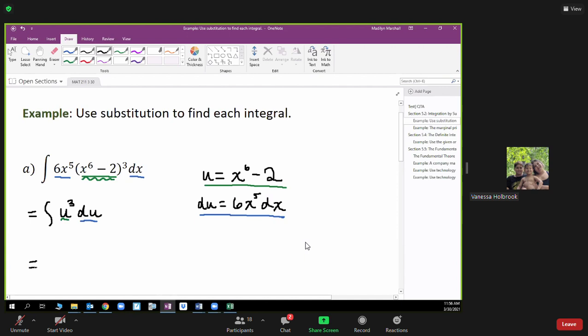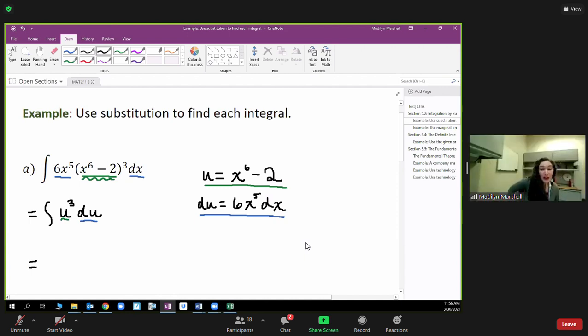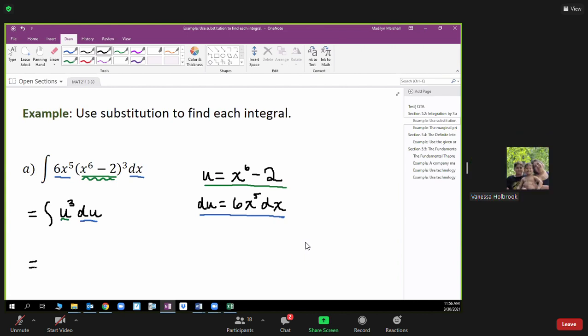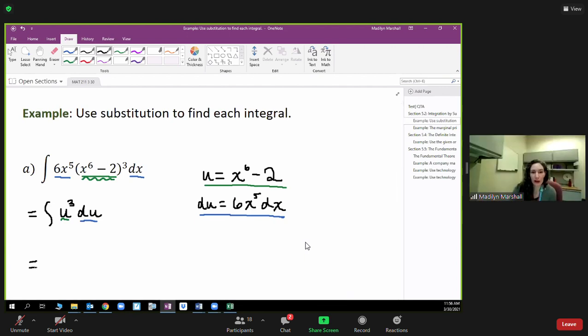Do we need to add the c or no? We do, but we haven't actually done the integral yet. We've just substituted stuff. Oh, that's right. So now we have u to the 3rd, which we want to find the integral of.